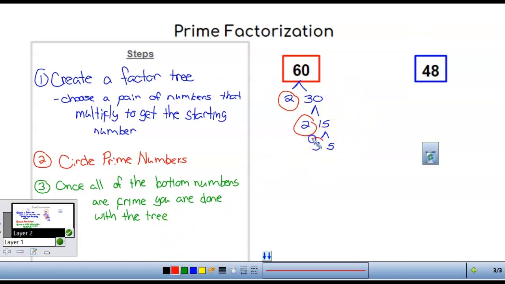And I'm just circling in another color so you clearly see my prime numbers. Alright, so I finished my tree because they're all prime. Check that with a little green. And then, step 4, write the prime factors in numerical order.